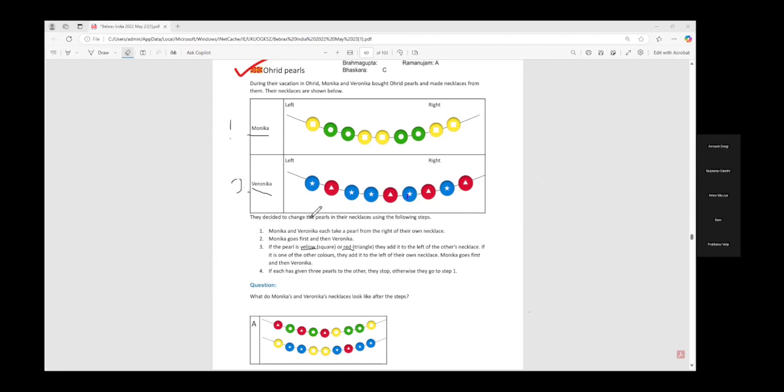And we have to find out how it will look after each of them has given three pearls to the other person, right? So we have to do it till each has given three pearls to the other, and then once we've done that, we will know which option is correct.